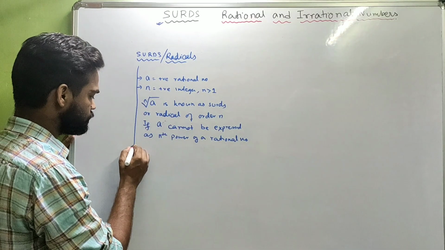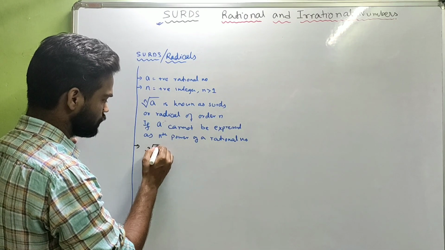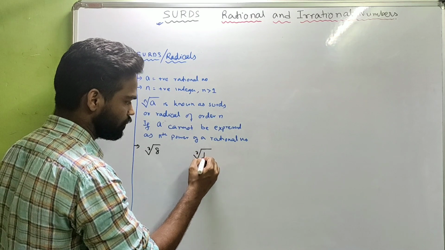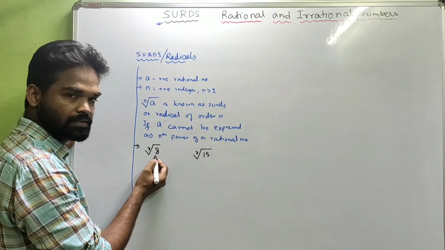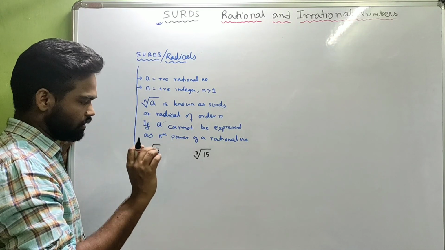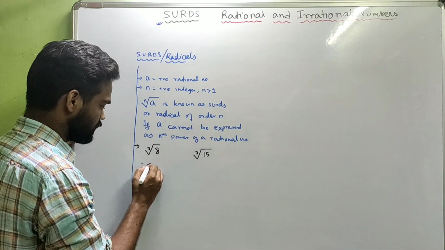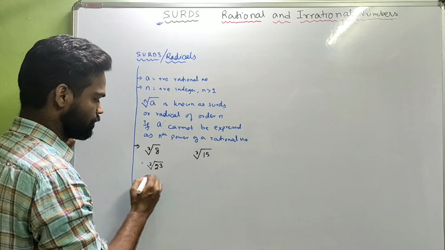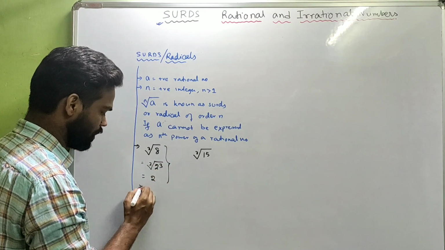Look over here. Suppose I take the cube root of 8 and the cube root of 15. Now your n over here is 3, your A is 8. Can I write A as a rational number raised to the power 3? Of course. I can write this as 2 cube. We know the value of this is 2. This is my rational number.